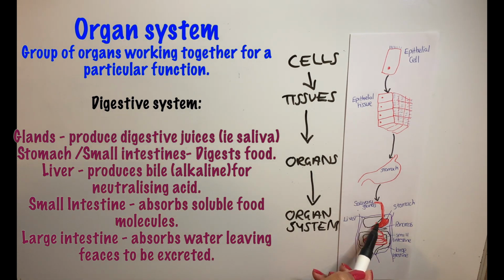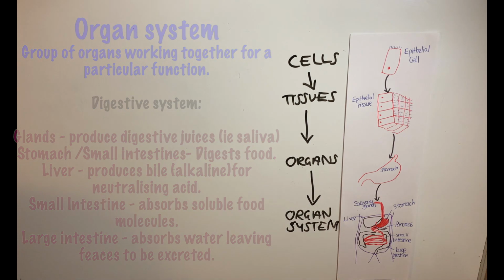Now the liver here, so this part here, will excrete bile into the juices just before they go into the small intestines. And what the bile does is it neutralises the acidity, because we don't want the acidity to damage the small intestines there. And then we have the large intestines, and the large intestines will absorb water from undigested food, which then leaves the faeces, which is then excreted.